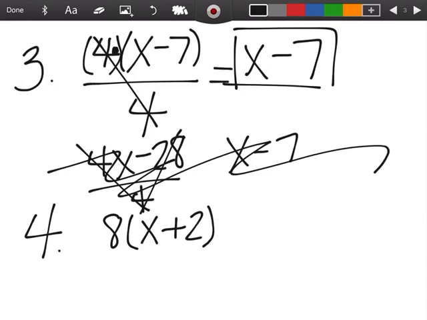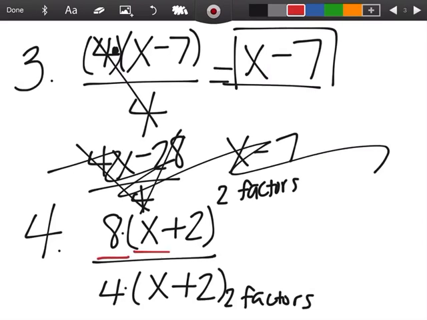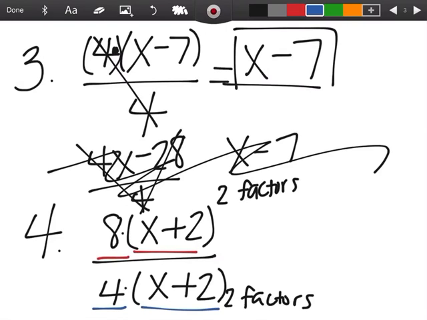If I have 8 times the quantity x plus 2 over 4 times the quantity x plus 2. 8 and the quantity x plus 2 are getting multiplied together. 4 and the quantity x plus 2 are getting multiplied together. So there are 2 factors in the numerator and there are 2 factors in the denominator. One of them in the numerator is 8, the other one is x plus 2. In the denominator, we've got 4 and we've got x plus 2.